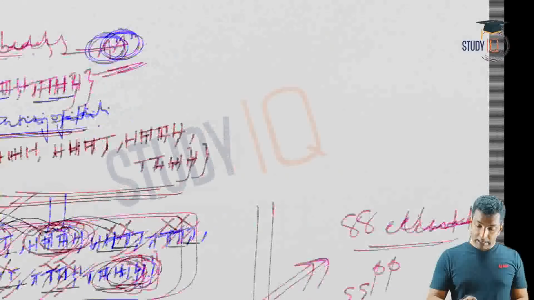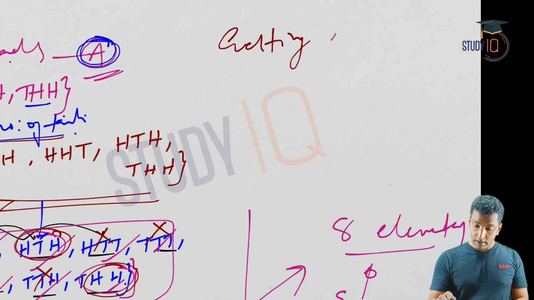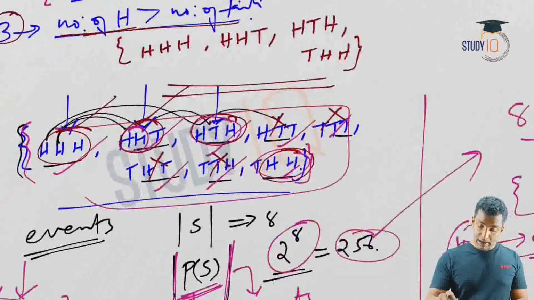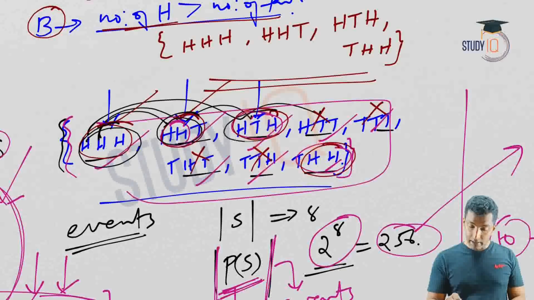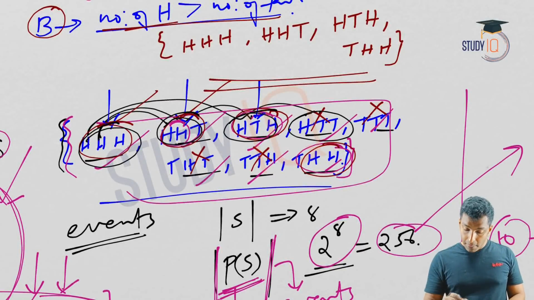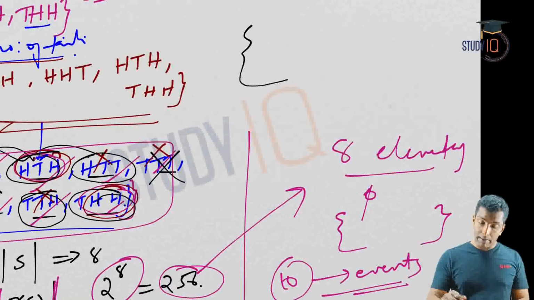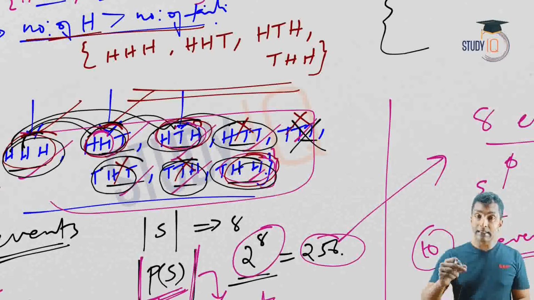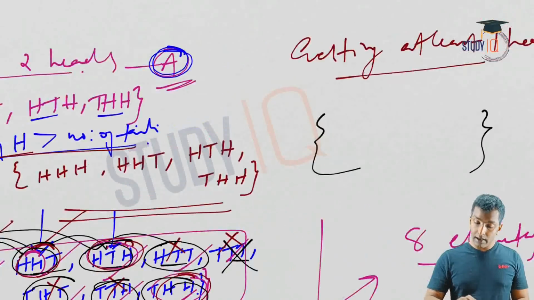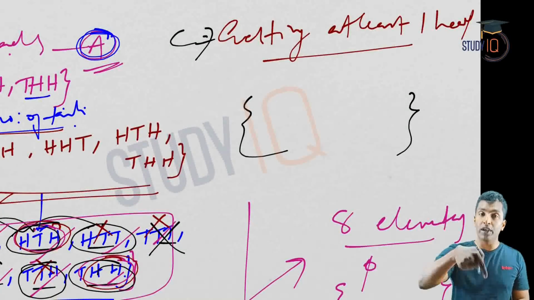Now if you say getting at least 1 head, what are the elementary events which are favorable? You can get 1 head here, here, here, here, here, here, here. Except this one, all will come in this set. So there are 7 elementary events. So if C is getting at least 1 head, there are 7 elementary events which are favorable to event C.